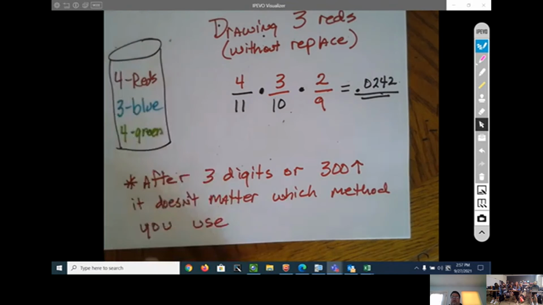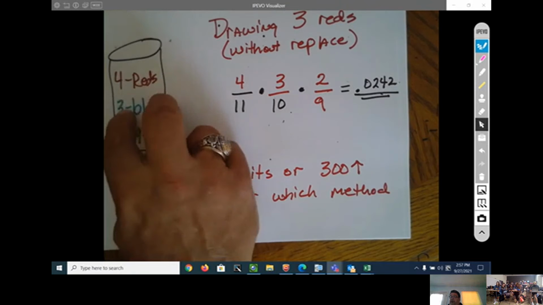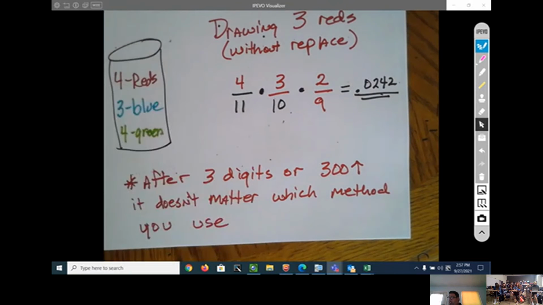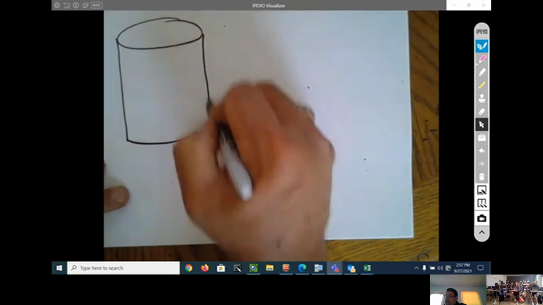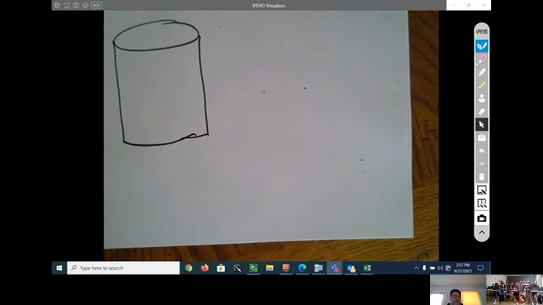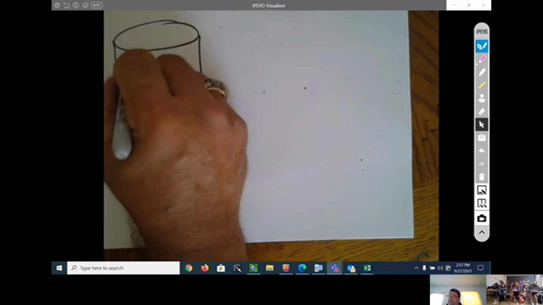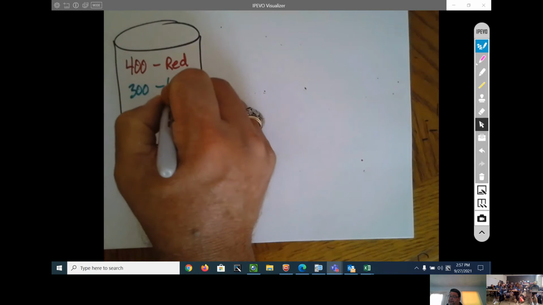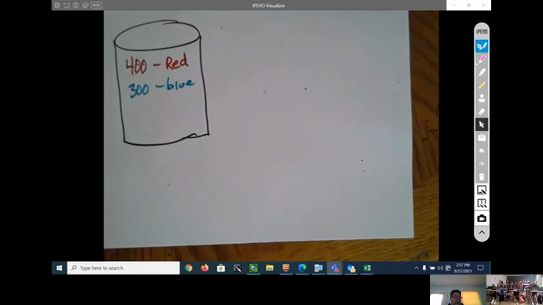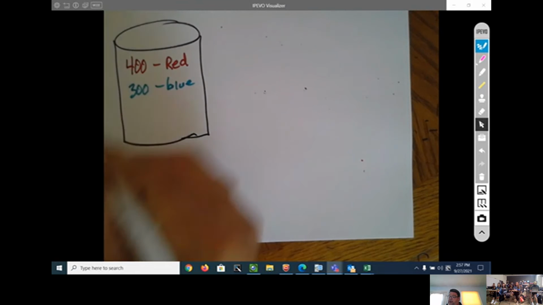That's what we're fixing to do right now. We're going to change this bag, and we're going to put 400, 300, and 400. So we're going to do another bag. This bag is going to have 400 red golf balls, 300 blue golf balls, and 400 green golf balls.